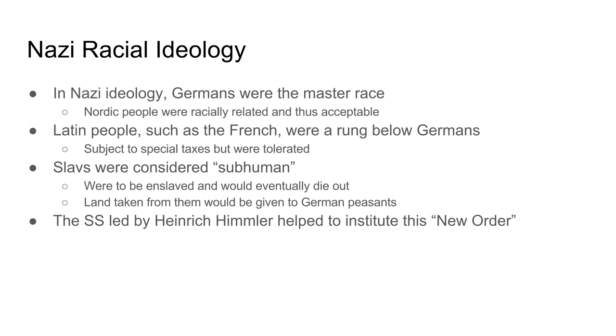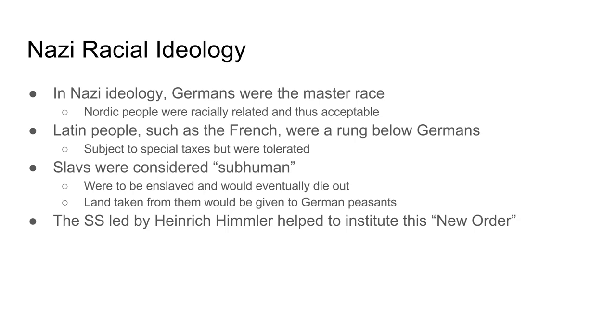In this ideology, there are three different tiers to the races, at least the European races. On top are the Germans as the master race. And they're joined by the Nordic peoples, such as the Danes and the Dutch and the Norwegians. Because those people are related to the Germans or look similar to them, they are considered a higher race, and they are acceptable. They can live without any damage.